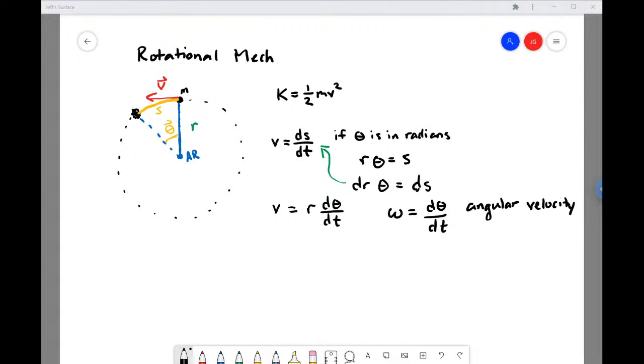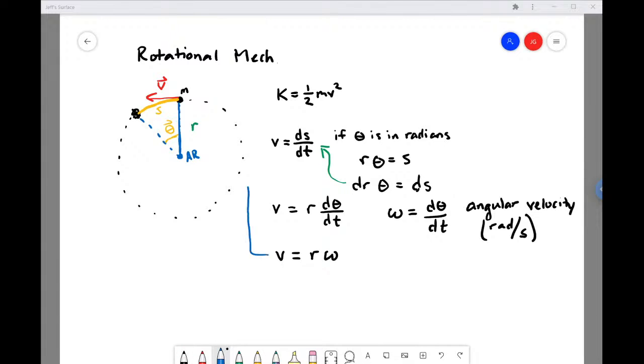Or you could call it rotational velocity, I suppose. Angular velocity, and it would have units of radians per second. So what we have is then, if we plug that in here, we see there's a relationship between the tangential speed v, the speed of the particle tangent to its circular path, and its angular speed omega, and they're related by v = r omega.